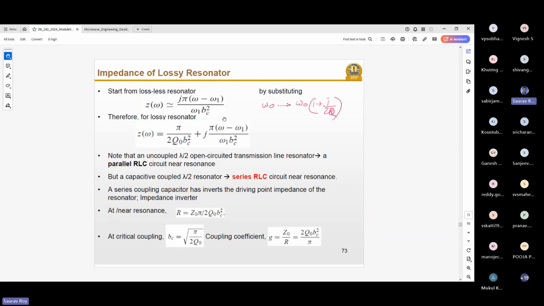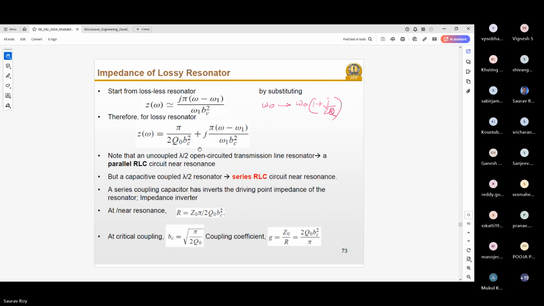So now you see the expression we got from the last section is like this. Now, this is for a lossless case. We told you to substitute this expression for a lossy one. With this, it simply becomes like an additional section added on top of this, because it's as if there is a resistance in series.